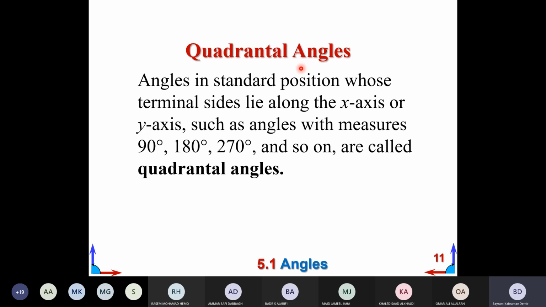Just like 180 degree, the terminal side lies exactly on the x-axis, so it is not in the second quadrant or the third quadrant. We say it is right between second and third. Again, same name, quadrantal angles. And similarly, 270 degree and 360 degree and so on. As long as the terminal side is exactly between two quadrants, it is called quadrantal angles.